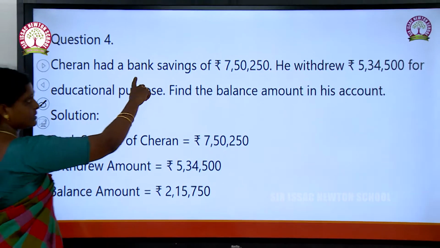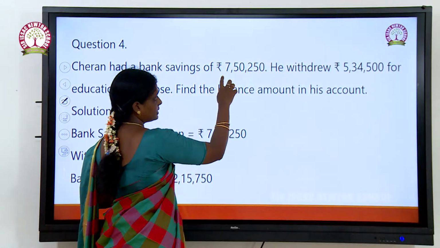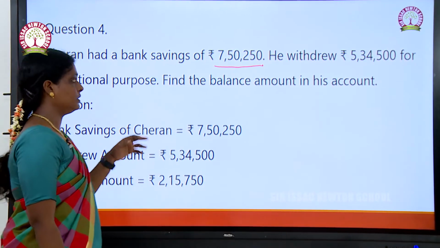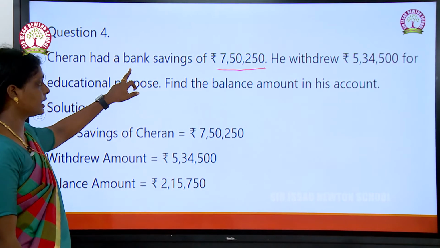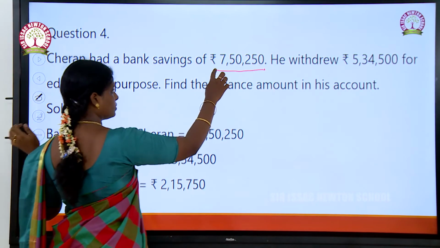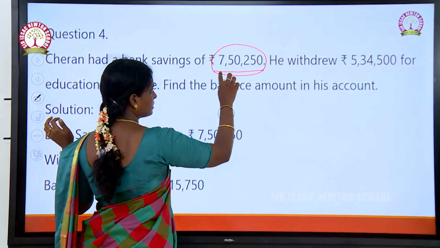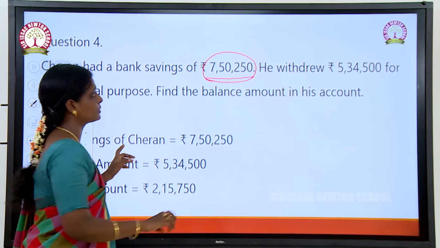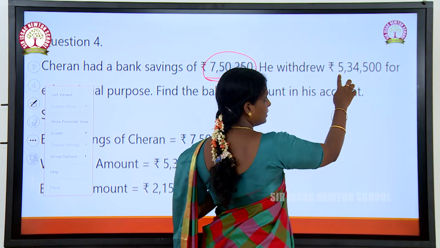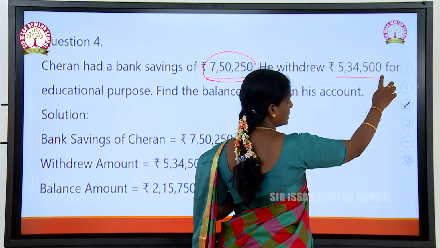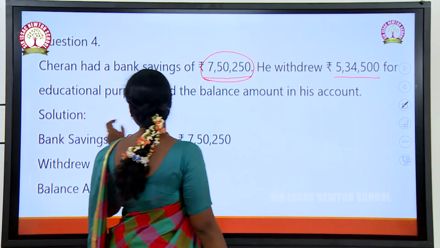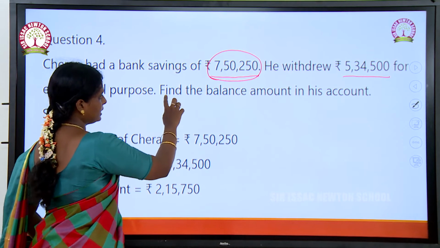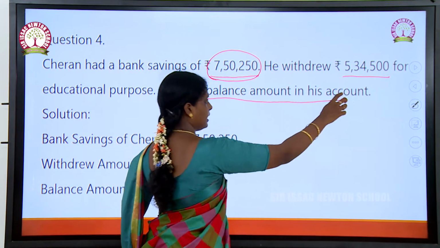Next question. Charan had a bank savings of rupees 7,50,250. So he has 7,50,250 rupees in his account. He withdrew rupees 5,34,500 for educational purpose. So you have to find the balance amount in his account.